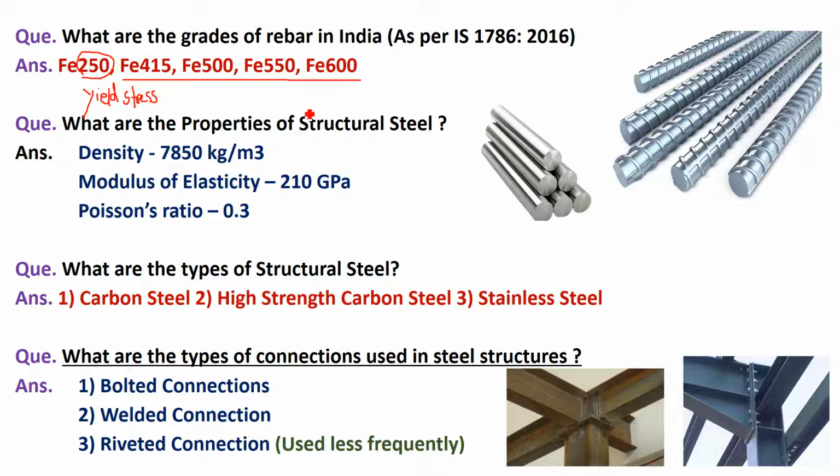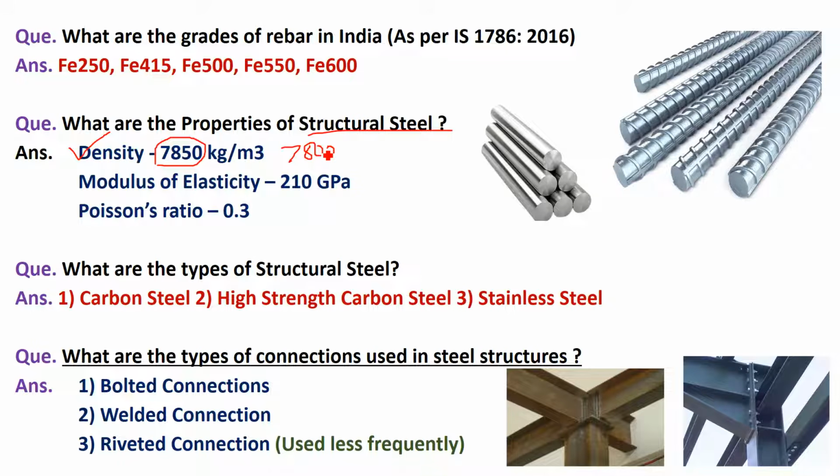So many times during your interview this question may be asked: if it is Fe 250, what does that 250 represent? Your answer must be that 250 represents the yield stress of that steel. Okay. Then what are the properties of structural steel? What is the density of steel? 7850. Sometimes it is also taken as 7800. The unit of density is kg per meter cube. Please remember, the density of structural steel is 7850 kg per meter cube.